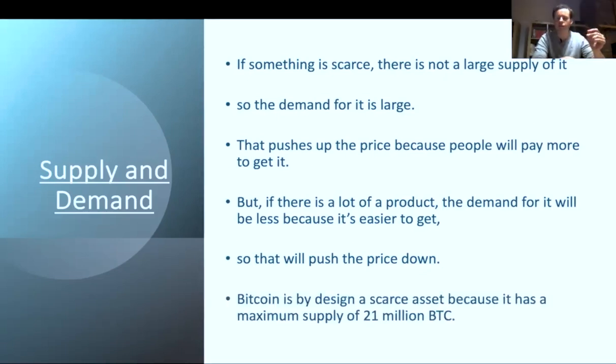If we compare this system with Bitcoin, Bitcoin is by design a scarce asset, because we've seen now twice already, it has a maximum supply of 21 million BTC. So what should that do to its price over time? I'll leave that question with you.